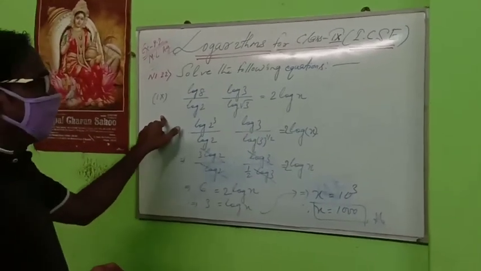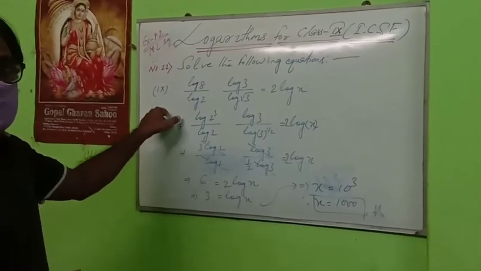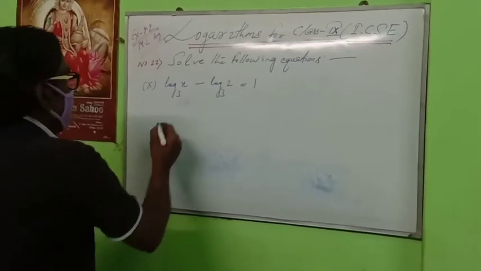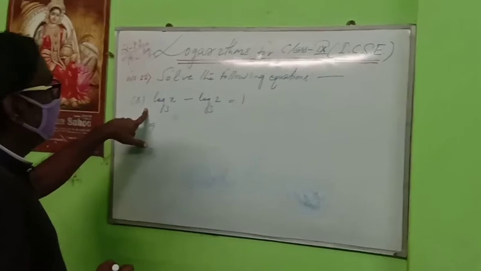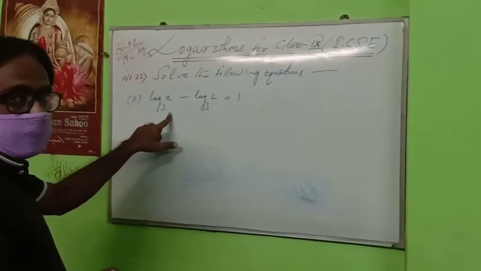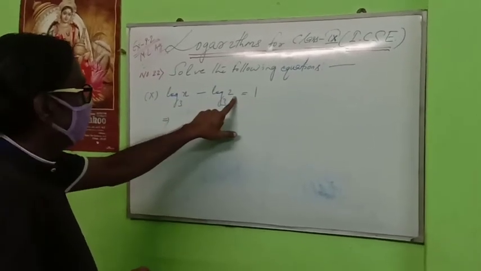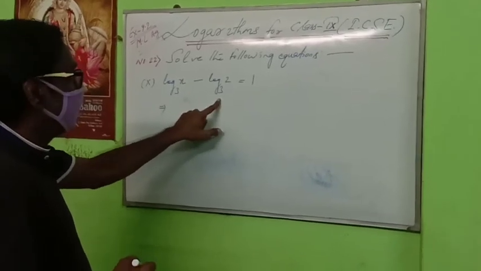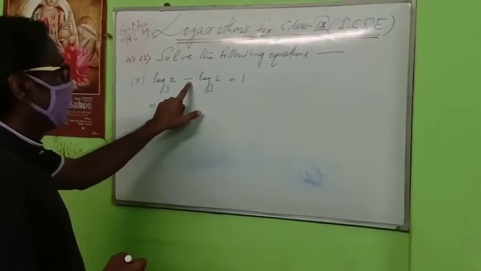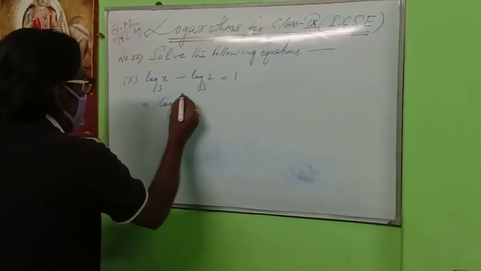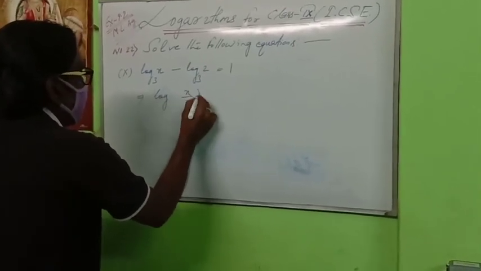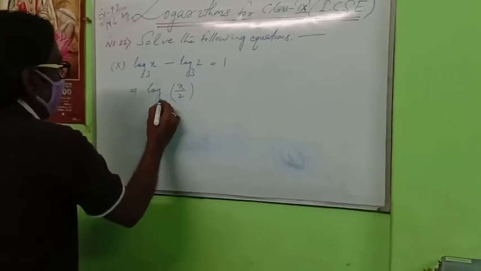I am doing the last part. Okay. See the question given, and this is the last part I am doing. Log x base 3 minus log 2 base 3. Here the bases are same, but here a minus sign is given, and equal to 1 given. As the minus sign is given, you have to write what? x by 2. Log x by 2 base 3.